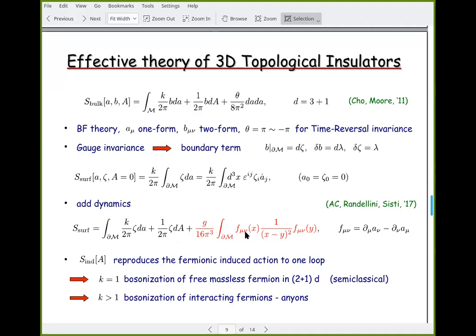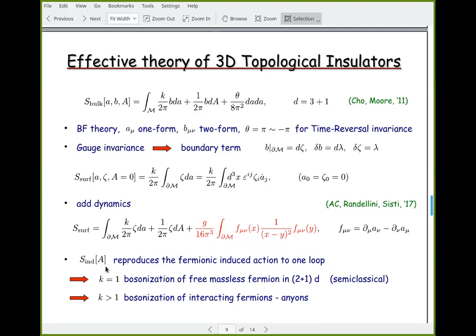So this type of effective action produces an induced action which fits with the fermionic theory at the semi-classical level, so to leading order in h bar. You say, okay, I don't expect exact bosonization in two plus one dimension because that would be too much. So let's start with a semi-classical approach. And it seems that this type of dynamics is okay with the fermion.